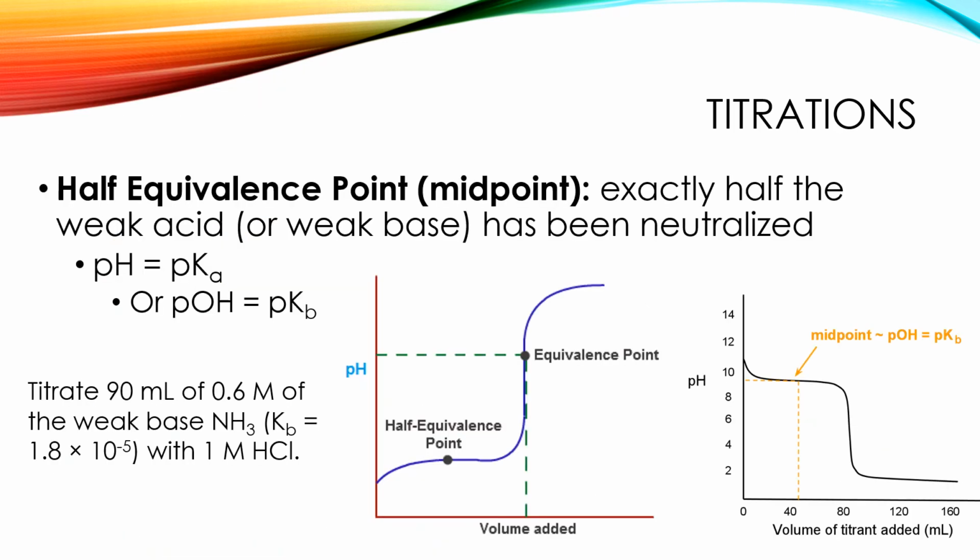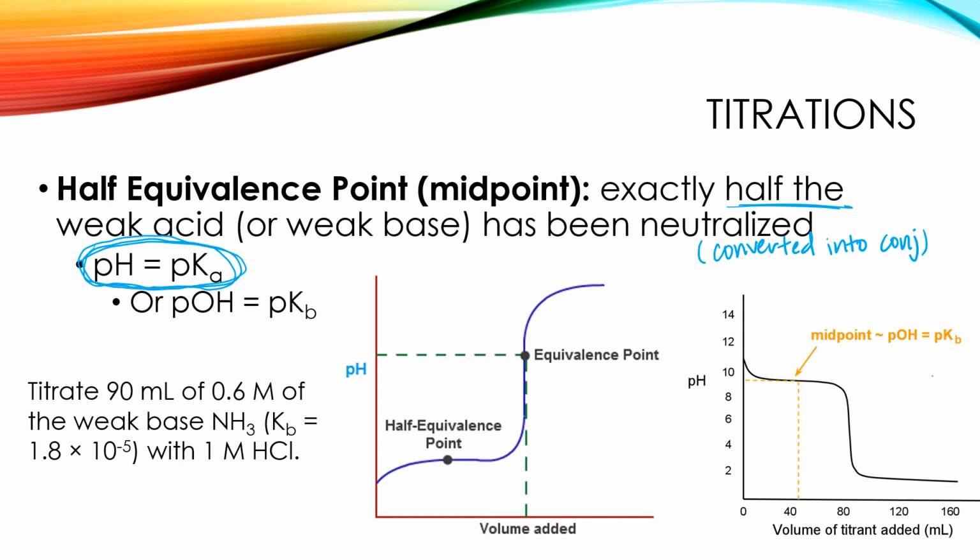Okay, I alluded to earlier that I was going to have a later slide that was going to point out specifically the half equivalence point, and it's also called the midpoint. And so at the midpoint, exactly half of what we started with has been neutralized or converted into its conjugate. And so if exactly half of it has been converted into its conjugate, then we end up with a conjugate acid-base pair in equal concentrations, and so pH is equal to the pKa.